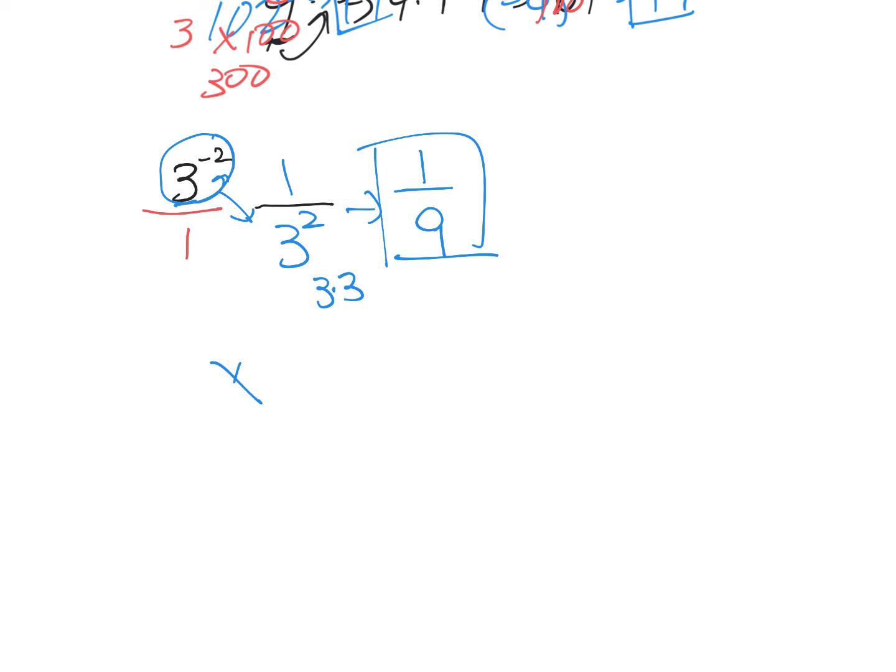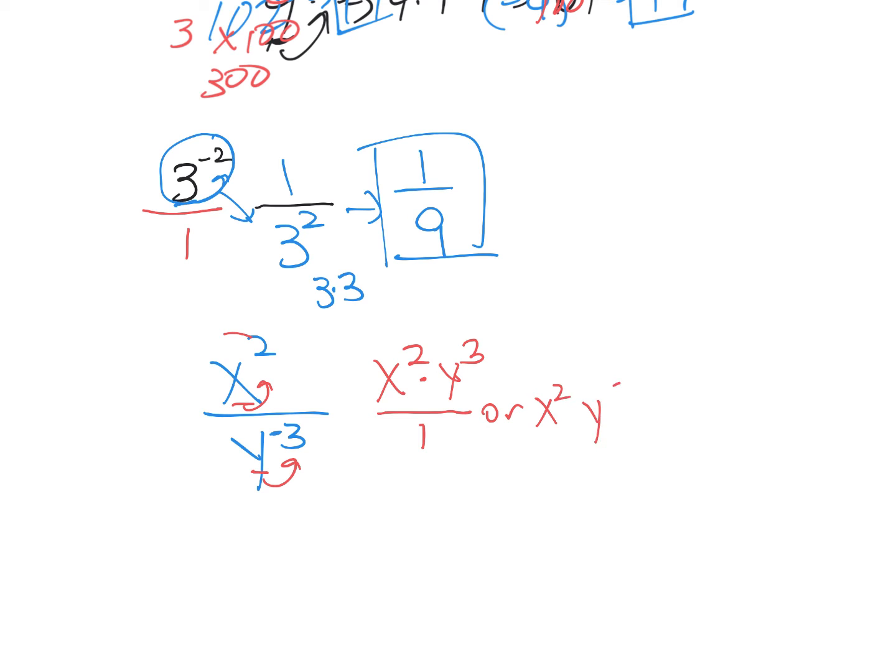Let's do x to the power of 2 over y to the power of -3. So x to the power of 2, I want to keep that there because it is a positive exponent and not negative. It's not a negative integer. And then I notice my y is to the power of -3, so I need to move that to the top, and it becomes y to the power of 3. Or you could say x squared y cubed, okay?